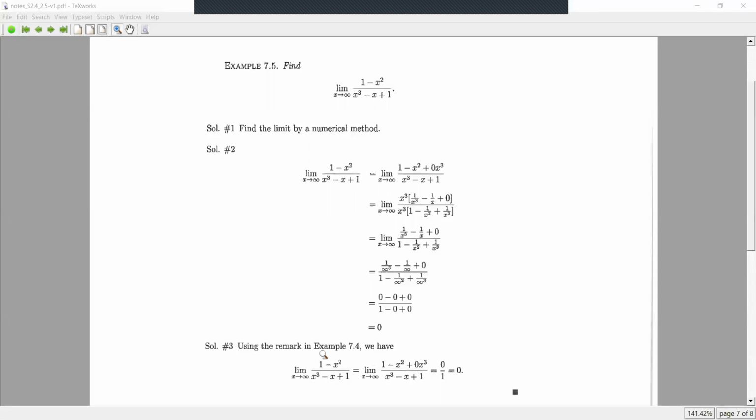So by the remark in the last example, this limit is the leading coefficient on the top over the leading coefficient at the bottom. So the limit is 0 over 1, so 0. So as x approaches infinity, this function approaches 0.